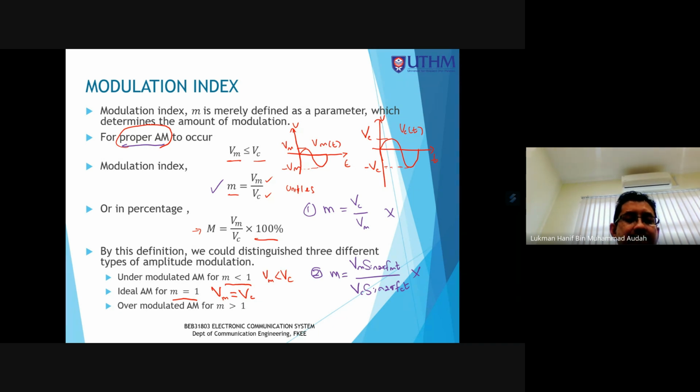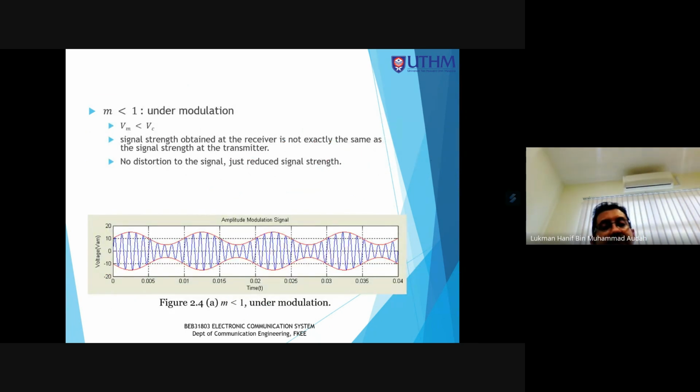Another one is m larger than 1. The third scenario is m larger than 1, and we call it overmodulation. This is when Vm is larger than Vc. That's why you get the overmodulation. So how does the scenario look like? It looks like this. We have asked these questions before in previous semesters.